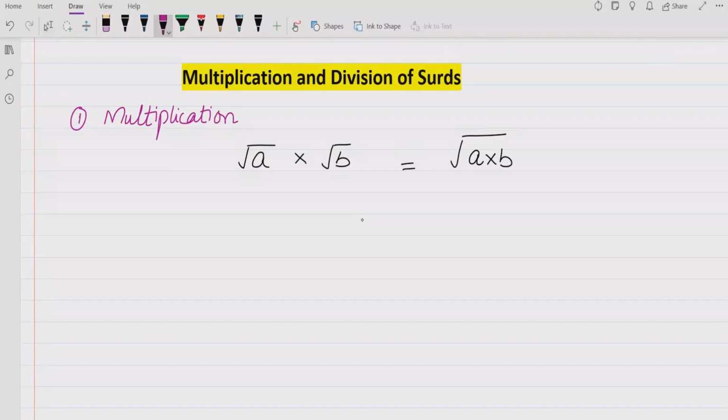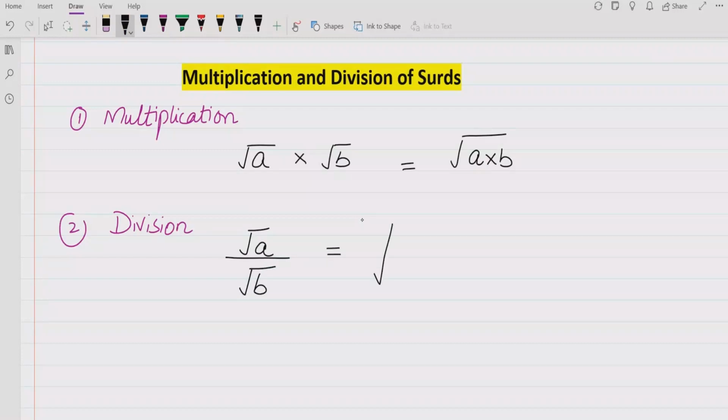And if we talk about the division of surds, let's suppose you have two surds, root A and root B. In division, you can write it this way: A upon B under a radical sign. So this is the multiplication and division of surds.